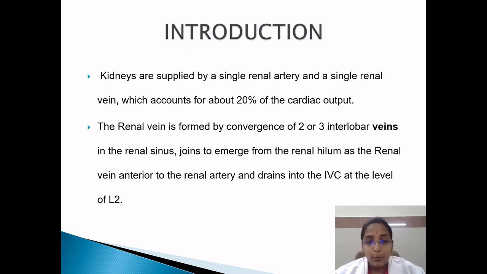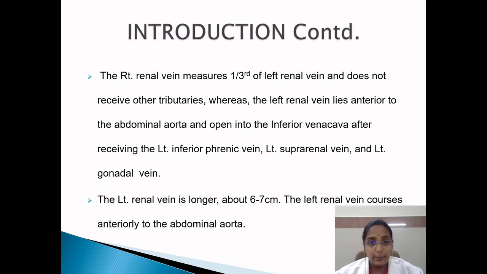The renal vein is formed by the convergence of 2 or 3 interlobar veins in the renal sinus, which join to emerge from the renal hilum as a renal vein anterior to the renal artery, and it drains into the inferior vena cava at the level of the L2 lumbar vertebra.